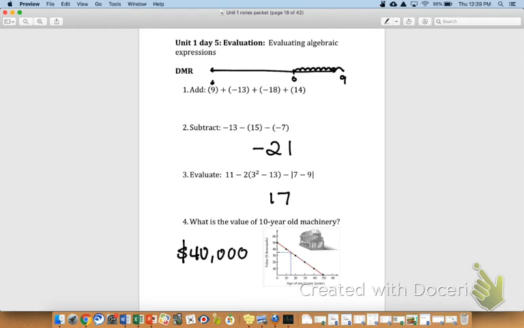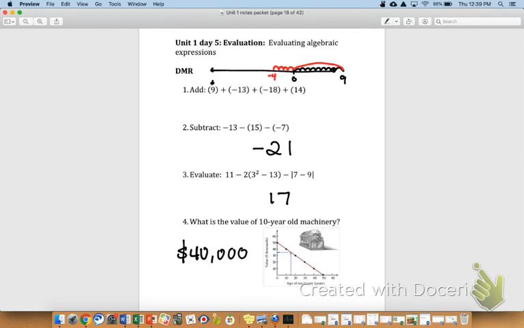Then I add negative 13, so it means I need to move back to the left, 13. I already know this is 9, so 1, 2, 3, 4, 5, 6, 7, 8, 9, and then I'd go 10, 11, 12, 13. Well, how many spaces to the left of 0 am I now? So that'd be negative 4 over there.